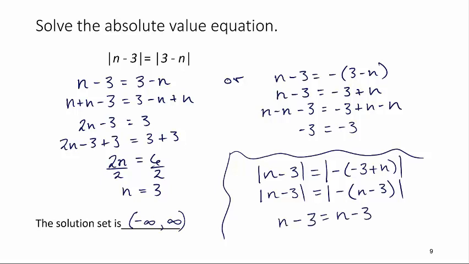So it makes sense that n minus 3 equal to n minus 3. Yes, that's true for any n. It doesn't matter, right? So if we were to graph each side of this equation, the graphs would be exactly the same. They would be identical. So I just wanted to point that out.